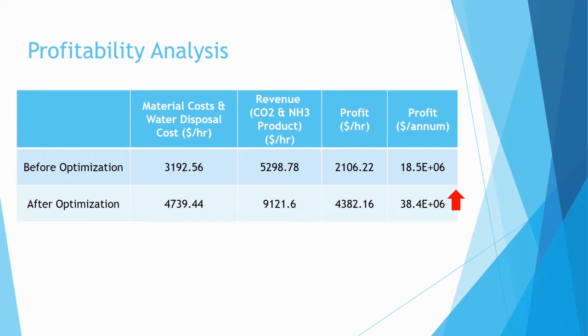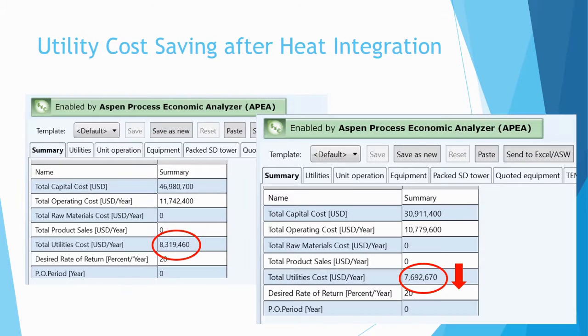The flow rate of steam was particularly low, hence it was increased after optimization, causing an increment in the material and water disposal costs. This forms more products, marking a higher revenue. The profit gain was much higher after optimization, earning about $38.4 million per annum. The utility cost also shows vast differences before and after heat integration. After the introduction of two heat exchangers, the utility cost is saved by almost $600,000.